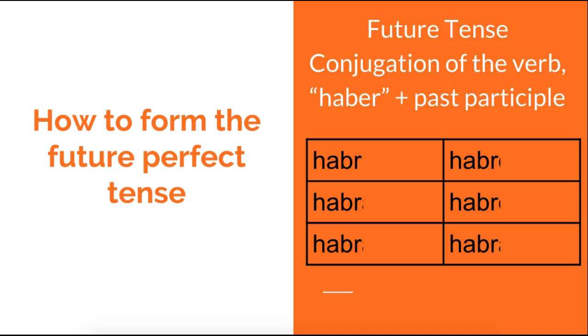Okay, hopefully you're ready to go ahead and fill in your endings. In the yo form, to say I will have done something would be yo habré, tú habrás, él, ella, or usted habrá, nosotros habremos, vosotros habréis, ellos, ellas, ustedes habrán. Those endings should look familiar to you. Those are the exact same endings that we used with all of our other verbs in the future tense.